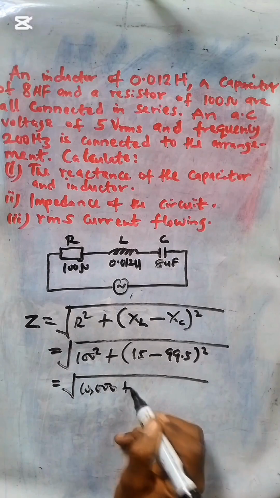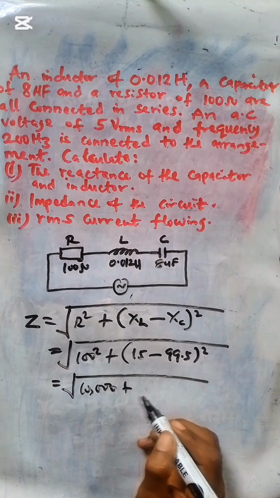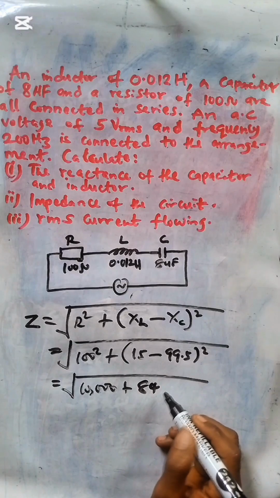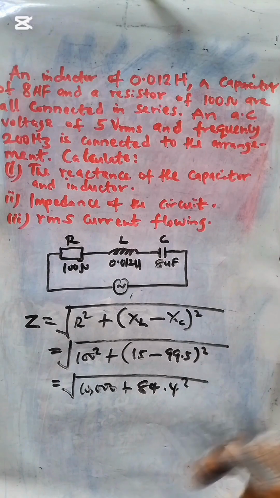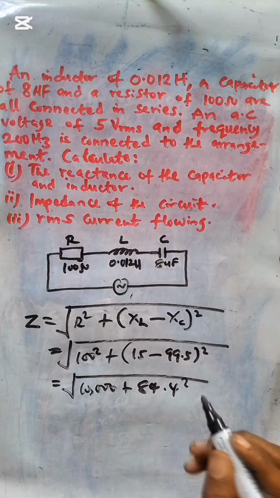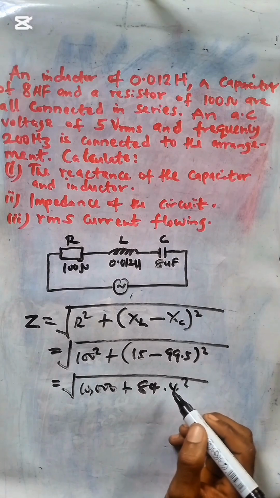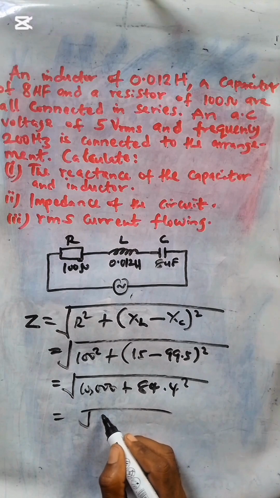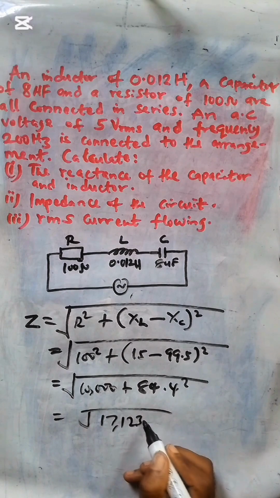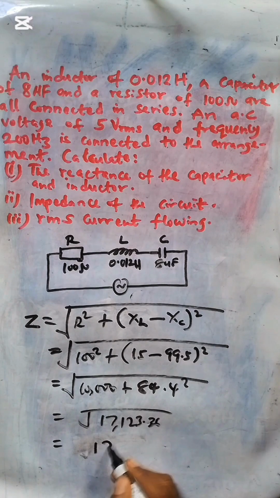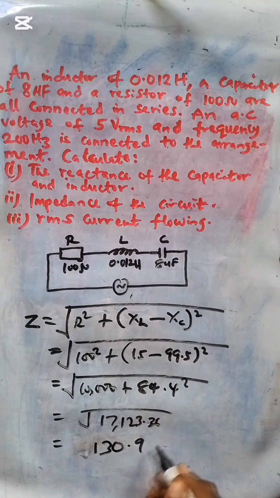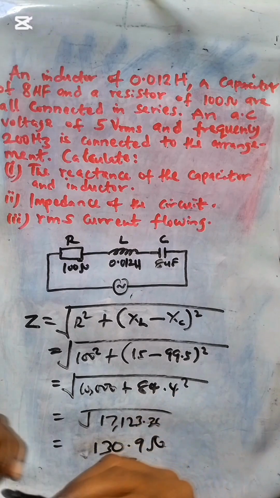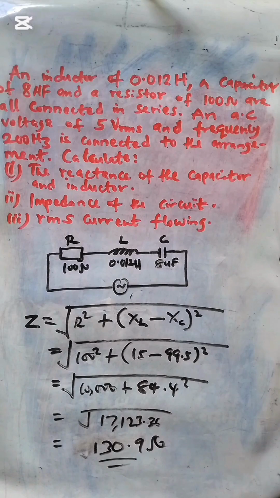So here we are going to have 10,000 plus 84.4 squared. This will now give you the square root of 17,123, which is 130.9 ohms. So this is the whole opposition, the total impedance in the circuit.